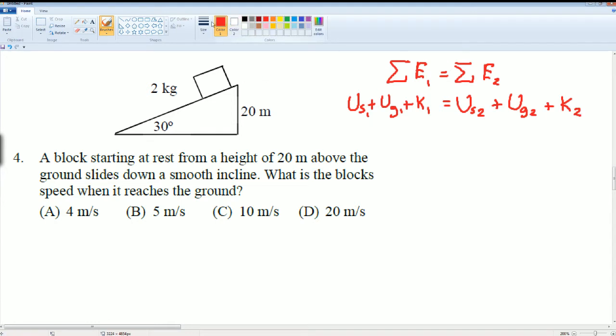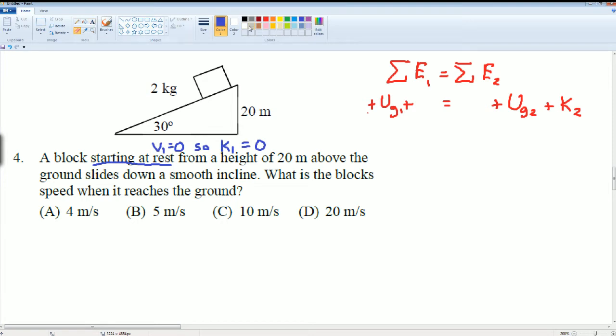Okay, first of all, things can cancel out. Is there a spring here? No, so this goes away. There's no spring. Okay, good. The block starts at rest, so let me underline that. The object starts at rest, so that means V initial is equal to 0. So that means K1 is also equal to 0, because there's no kinetic energy at the start. So K1 goes bye-bye.